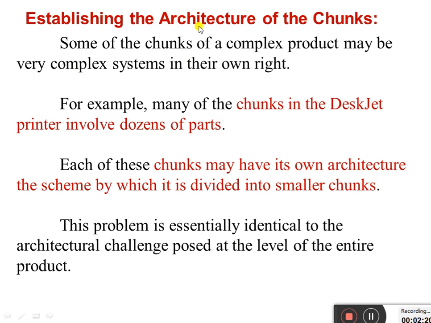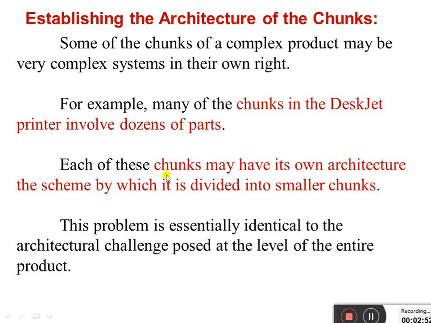So, establishing the architecture of the chunks. Some of the chunks of a complex product may be very complex systems in their own right. For example, many of the chunks in the desktop printer involve dozens of parts, which we already discussed in the previous session. So the chunks have many components, many functional elements. As mentioned here, the chunks in the desktop printer involve dozens of parts.